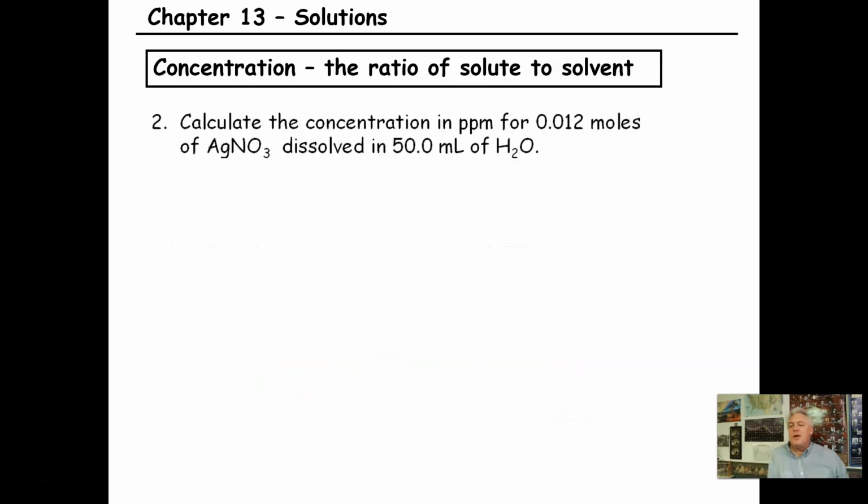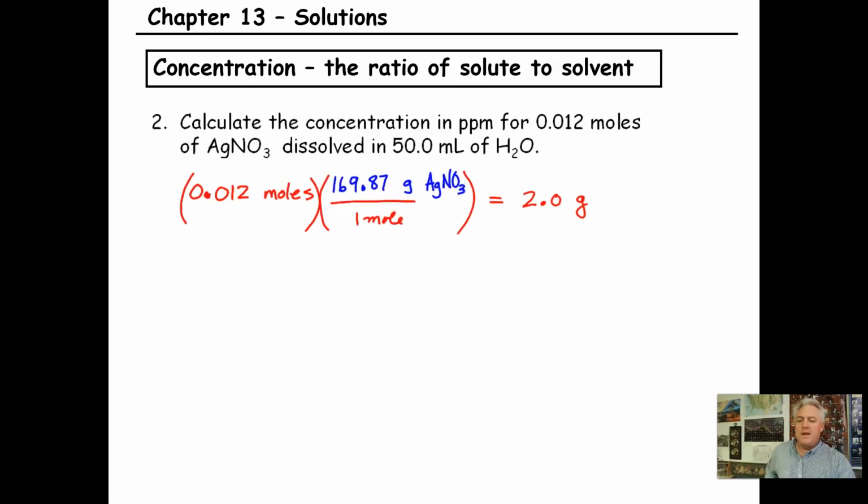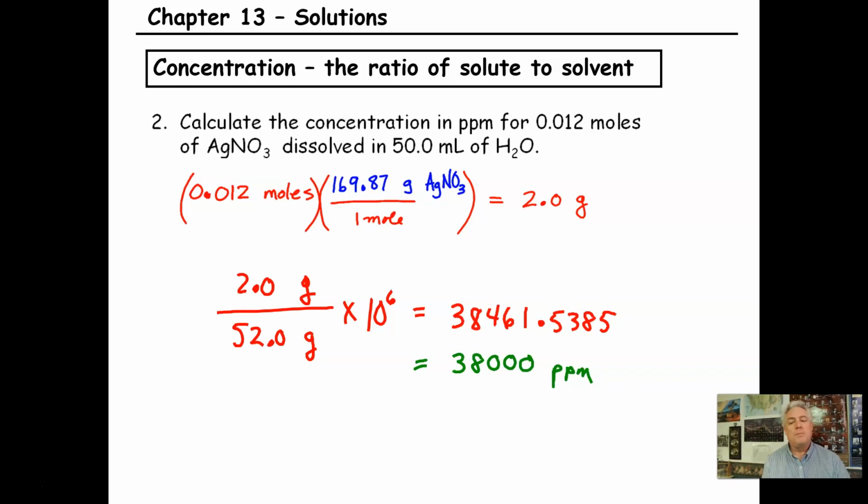A couple more examples. Calculate the concentration in parts per million of 0.012 moles of silver nitrate dissolved in 50 milliliters of water. Now again, we've got to have grams to do this, so we'll need our periodic table and the molar mass to convert that into grams. And then we'll take the grams of solute divided by grams of the solution. Again, we'll add those two together, times 1,000,000, and we get parts per million. In this case, 38,000 parts per million.